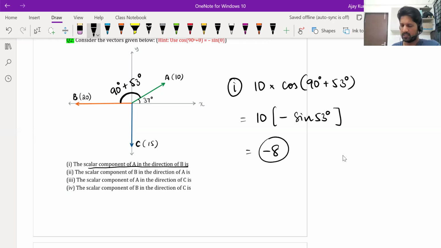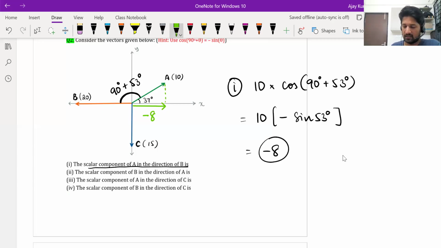Now, what is this minus 8? Okay, listen. If you take component of A along the direction of B, now clearly A is kind of pointed away from B. So if you drop a perpendicular onto the line along which B is acting, the component of A parallel to B is in a direction opposite to B. That is what the minus suggests. And its magnitude is 8 units. That's what we found out.